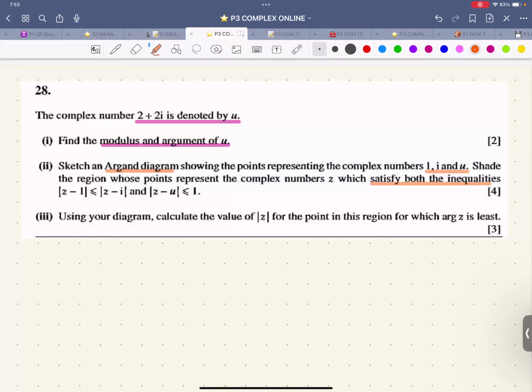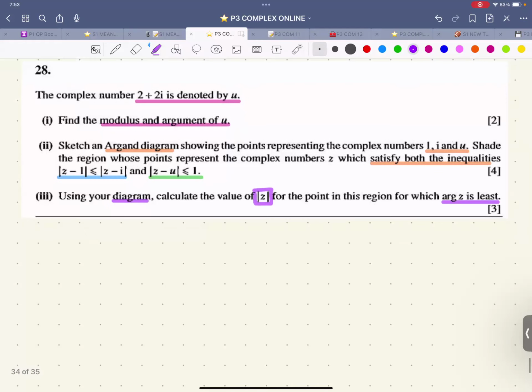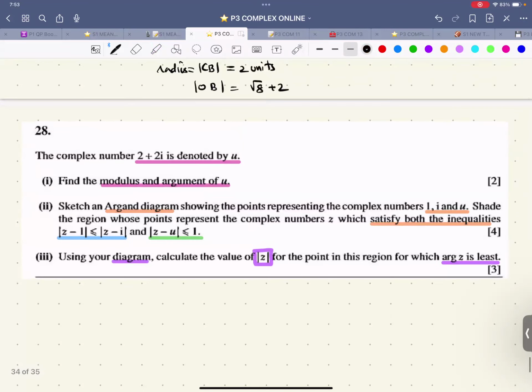Which two inequalities are they talking about? They are talking about the blue inequality. They are talking about the green inequality. And then it says, use your diagram, calculate the value of modulus of z for the point in this region for which argument of z is the least. So a beautiful question. Now, first of all, the first part has nothing to do with the rest.